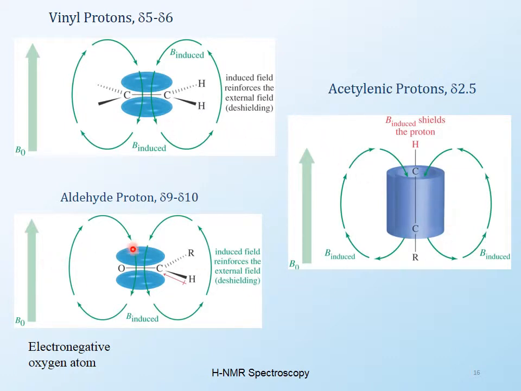Then, of course, with the aldehyde, there is no question that you have the alignment going on just like the alkene bond, because there you have the double bond, and then you also have the oxygen in there, and so the proton really becomes highly deshielded.